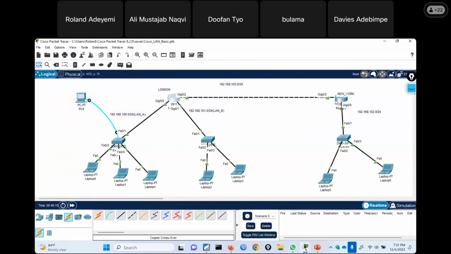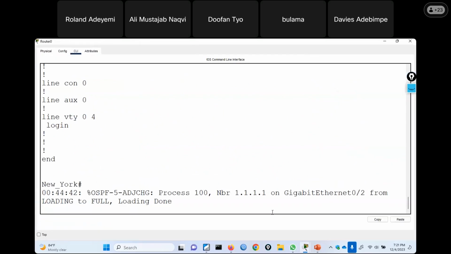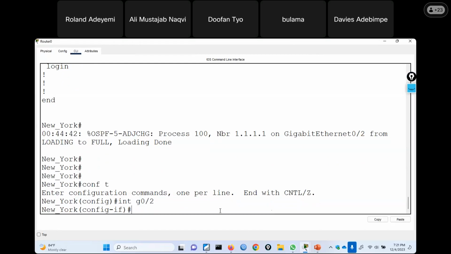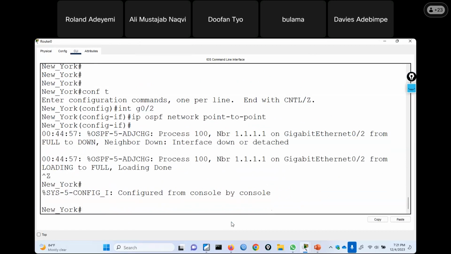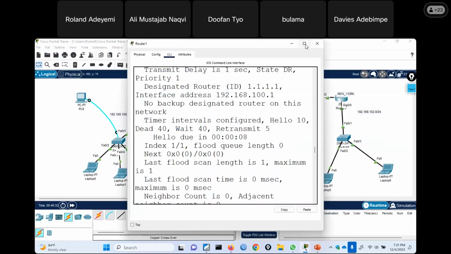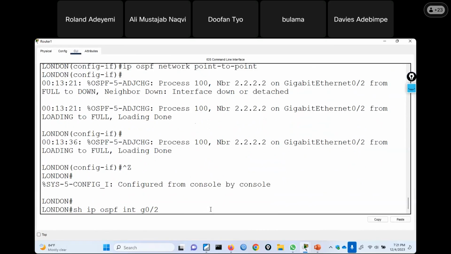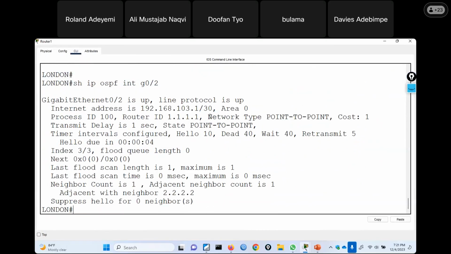I'll go to the other interface. Now take note, this is done between the interfaces that connect the two routers together, not on the LAN. I'll do the same thing: ip ospf network point-to-point. If I go back to this router now, you will see what will happen here. Look at network type now. Network type is now point-to-point.